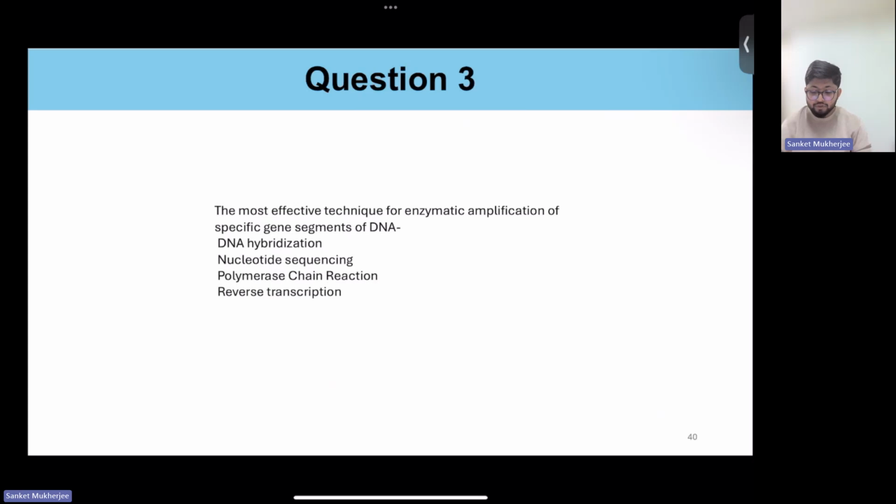The most effective technique for enzymatic amplification of specific gene segments of DNA is DNA hybridization, nucleotide sequencing, polymerase chain reaction, or reverse transcription. The answer would be PCR.